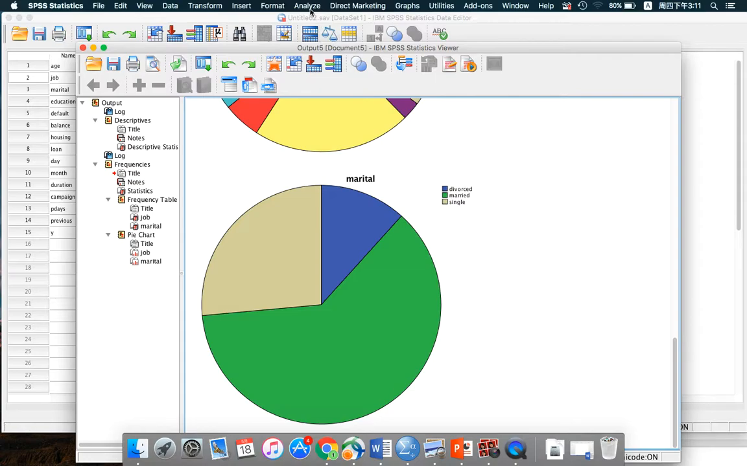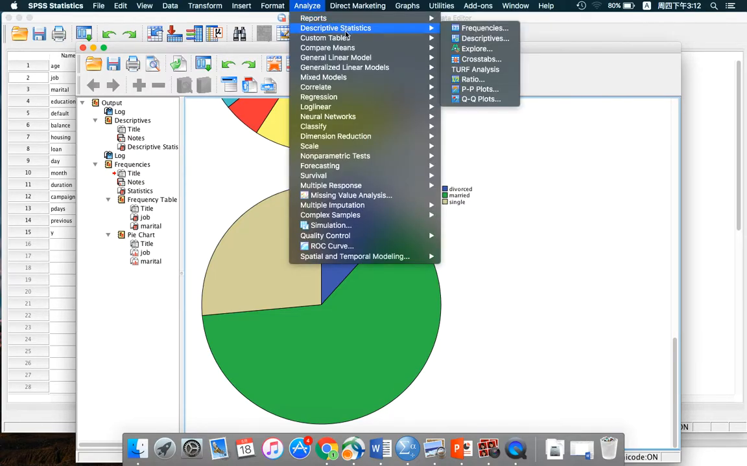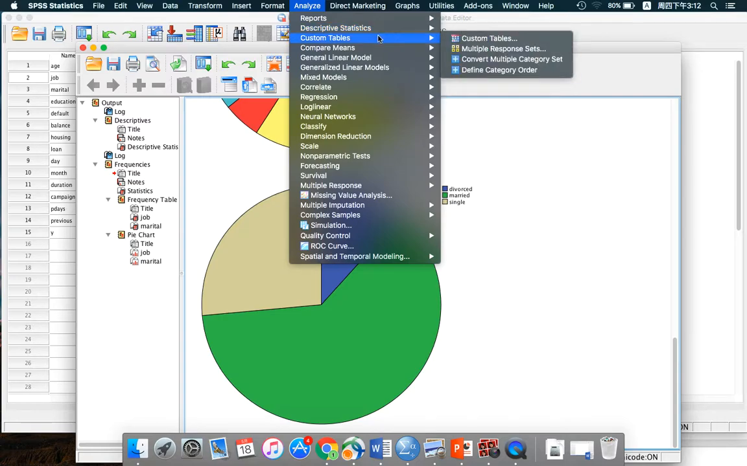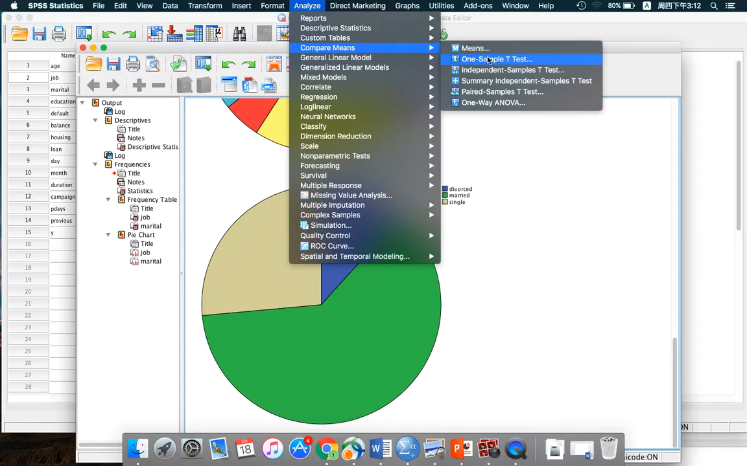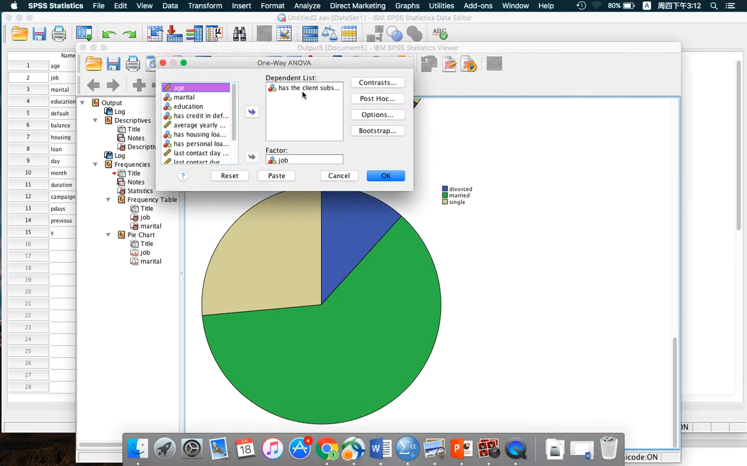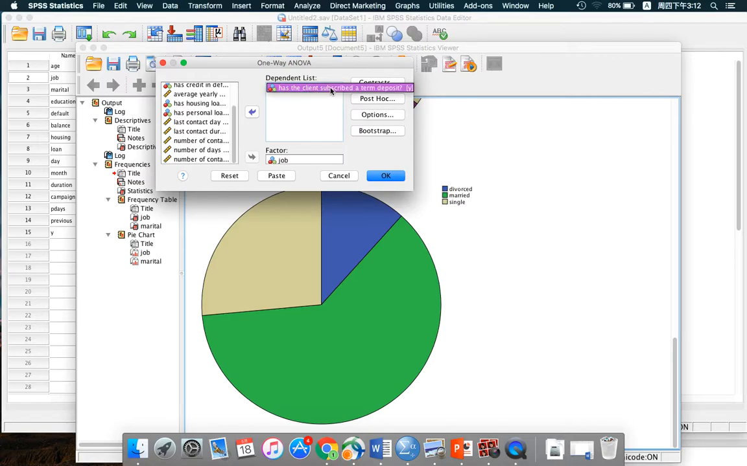Next, we want to know the difference between each group, the difference in their opinions or their intentions to make a deposit for each job group. So we run Compare Means, one-way ANOVA. We put the dependent variable here, which is their action of subscribing to a term deposit. And we also put a factor, which is the job.